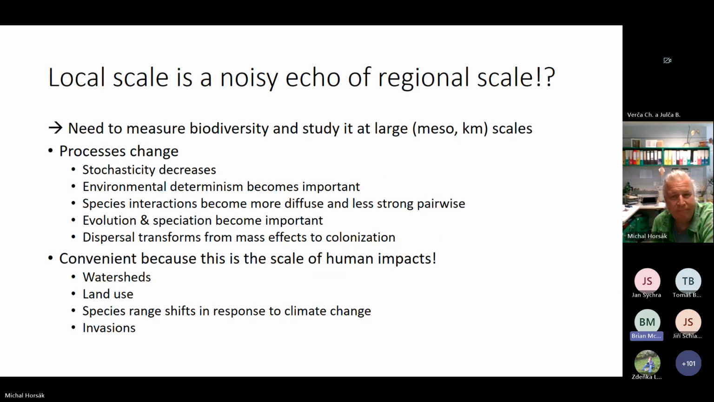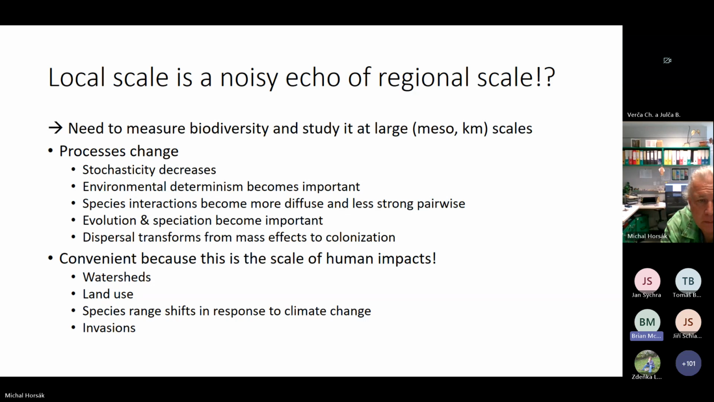So to summarize that, the local scale arguably is just a very noisy echo of the regional scale. And that suggests we should be studying biodiversity at larger scales, the mesoscale, the kilometer, the 100-kilometer scale. And when we do that, I think that's good news. Some processes are changing. The amount of stochasticity decreases, right? N is going up.